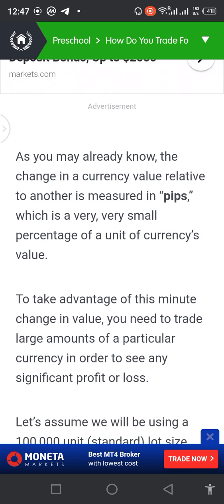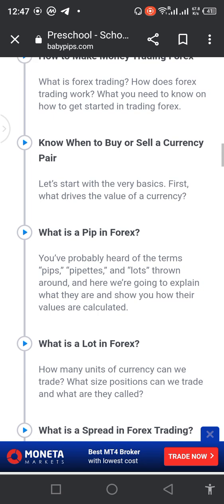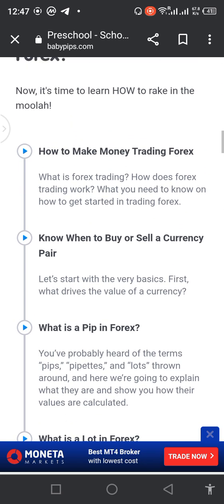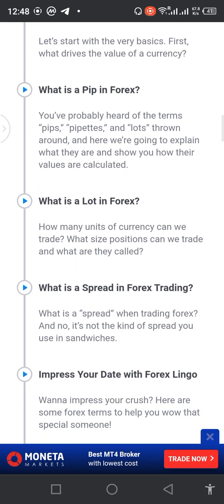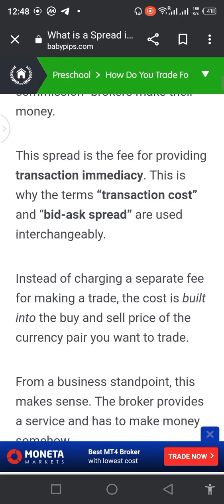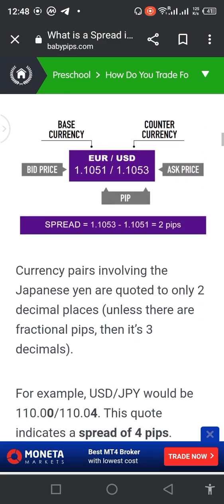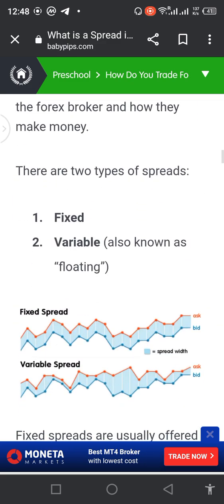Remember in the first talk, we talked about spreads and the types of spread. There are visible spreads and there are others. Let me show you here. What is spread? I want to show you the difference between brokers and the types of brokers. We have fixed brokers and we have variable brokers.